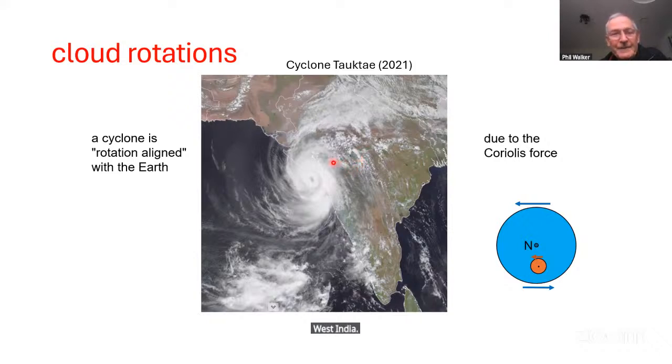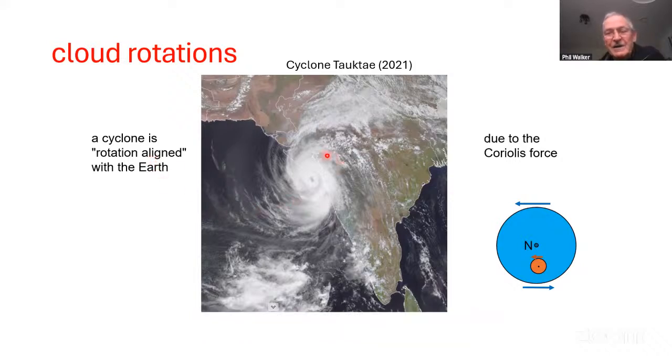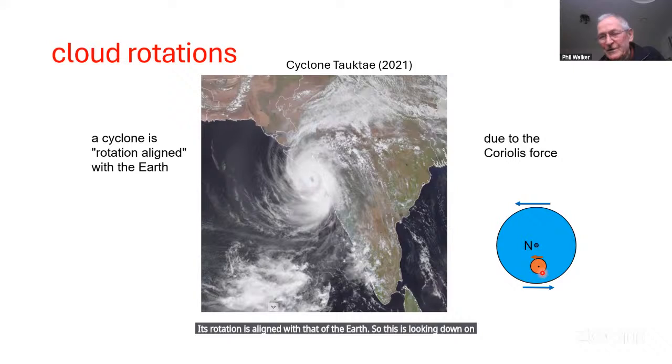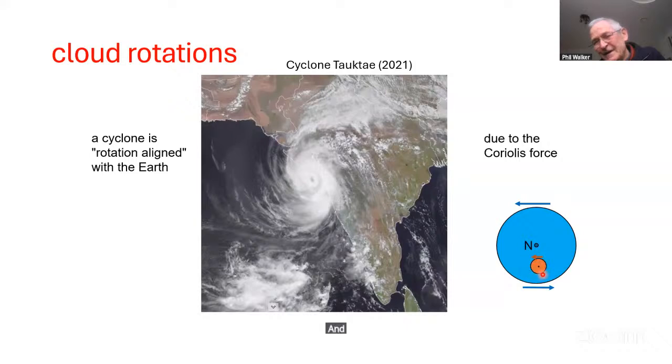And a cyclone is a rotation-aligned object, like a rapidly spinning nucleus has rotation-aligned nucleons. Its rotation is aligned with that of the Earth. So this is looking down on the North Pole, and here's, conceptually anyway, not very accurately, the cyclone in northern India. And it's rotating in the same sense that the Earth is rotating.